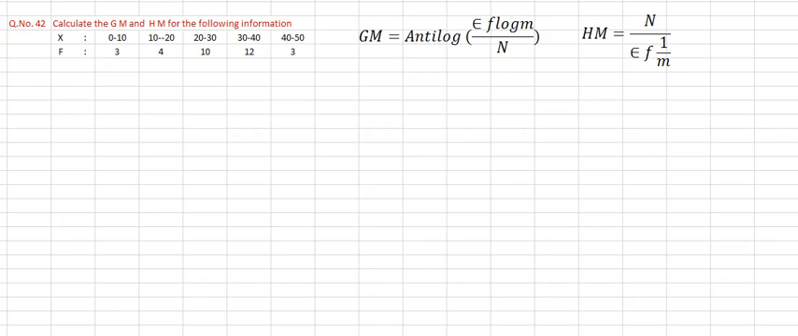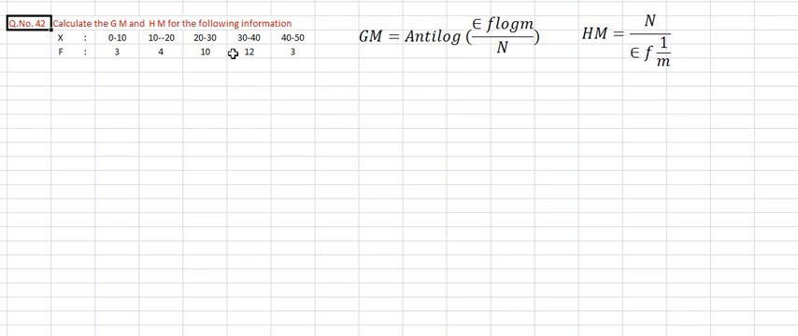Hello, welcome back to the continuous series solutions, that is the geometric mean and harmonic mean case. Continuous series are grouped data questions. Question number 42 is: calculate the geometric mean and harmonic mean for the following.